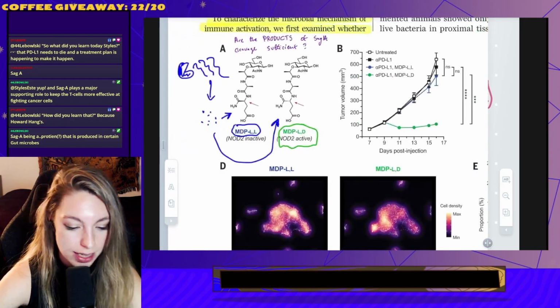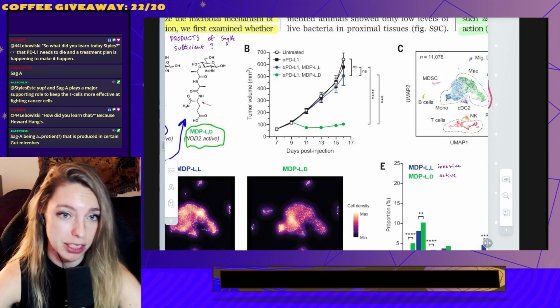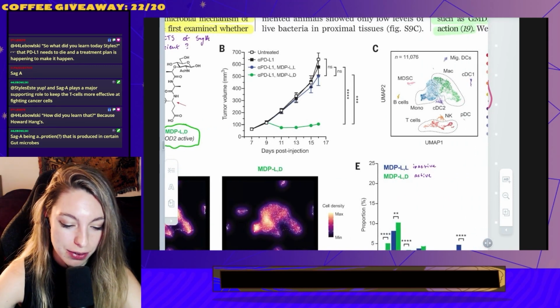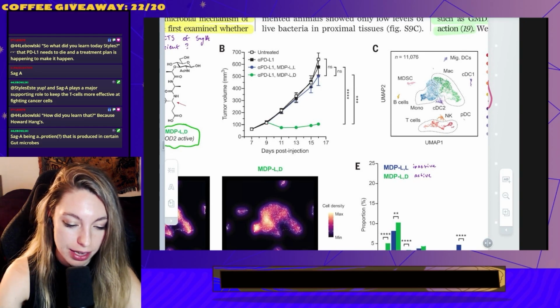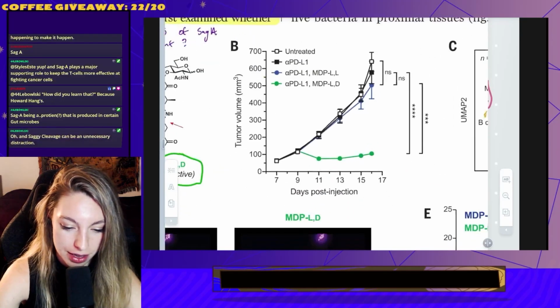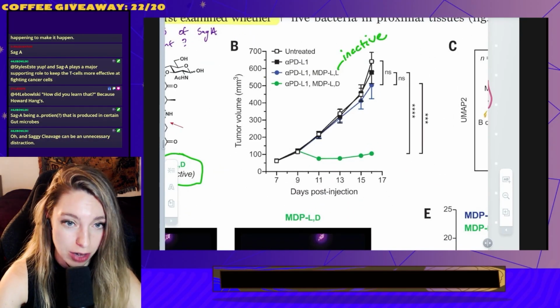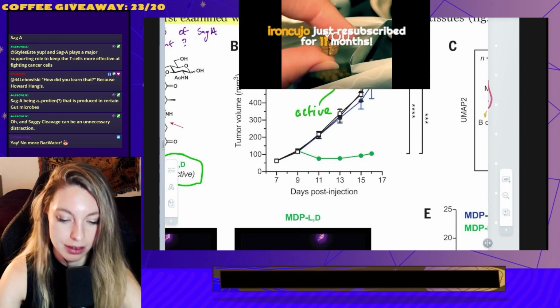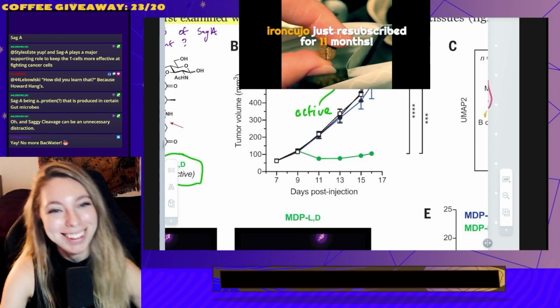So they take just these peptides. Now we're not even using bacteria anymore. No more bacteria in the water, okay? Now we're just giving the mice cancer, and then we're giving them the two different types of peptides. We're either giving them the inactive one, so when it binds NOD2, nothing happens, or we're giving them the active one.